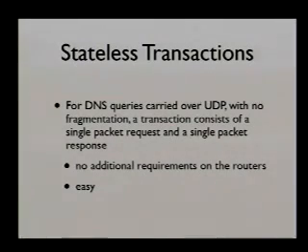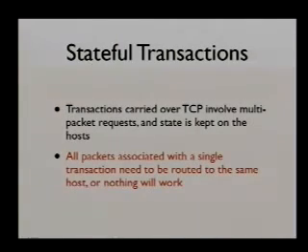Most DNS queries are carried over UDP, and for UDP datagrams with no fragmentation, a transaction is just a single request packet, single response packet, and basically everything we've described up till here is sufficient to handle that case. Transactions that are carried over TCP obviously involve more than one packet. So the important thing here is that we need all the packets associated with a single transaction to be delivered to the same host. If we get different packets in the TCP setup sequence which are delivered to different hosts, then it's not going to actually result in anything good.